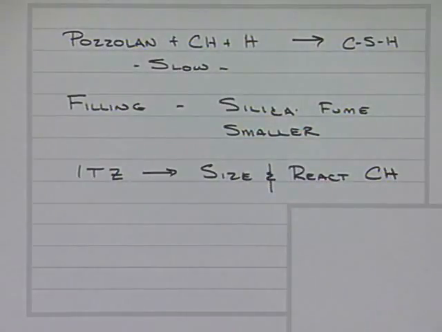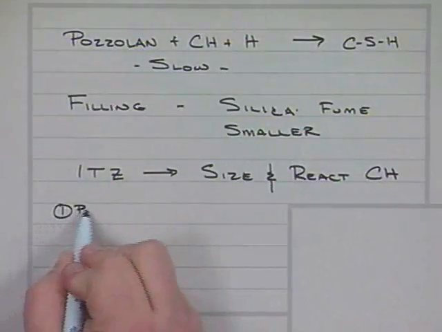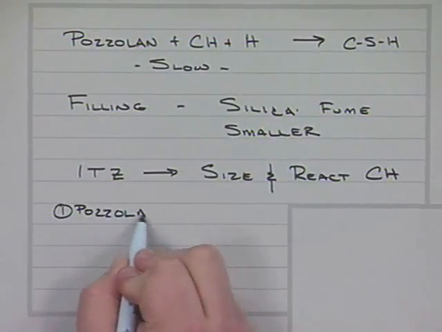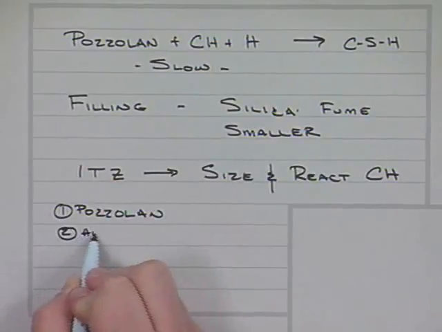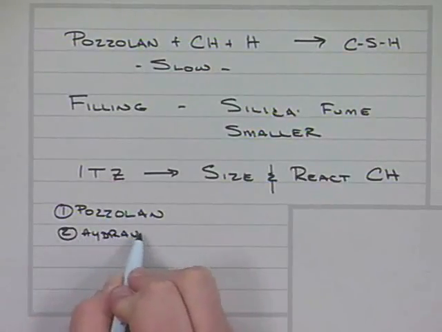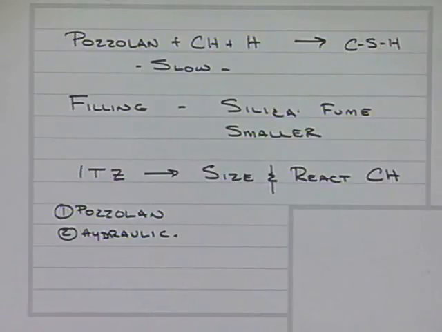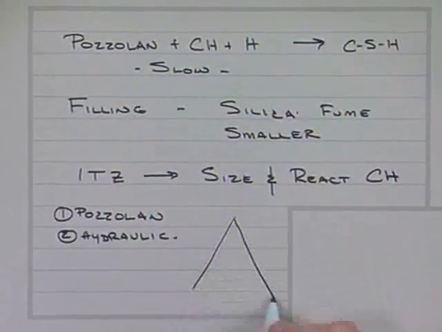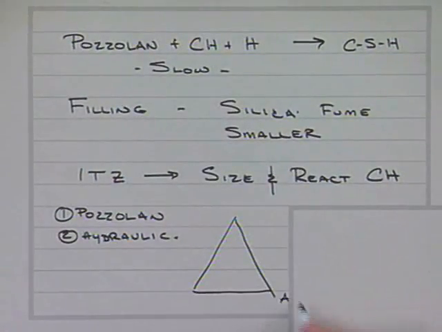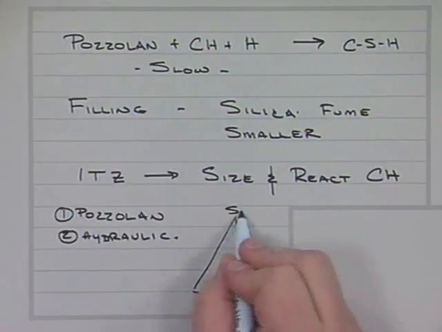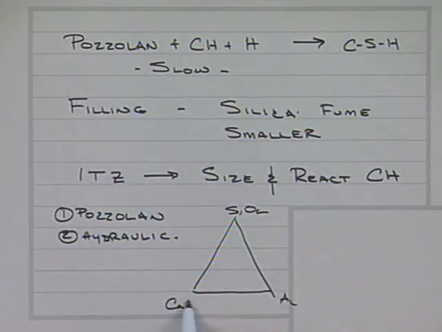We said that there was another type of reaction that we could have with a pozzolan, and that was two types of reactions. One of them being a pozzolanic reaction, the second one being hydraulic. And we pointed out that we could actually look at a ternary phase diagram. We've got our alumina oxide down here. We've got our SiO2 up toward the top. We've got our CaO over here.